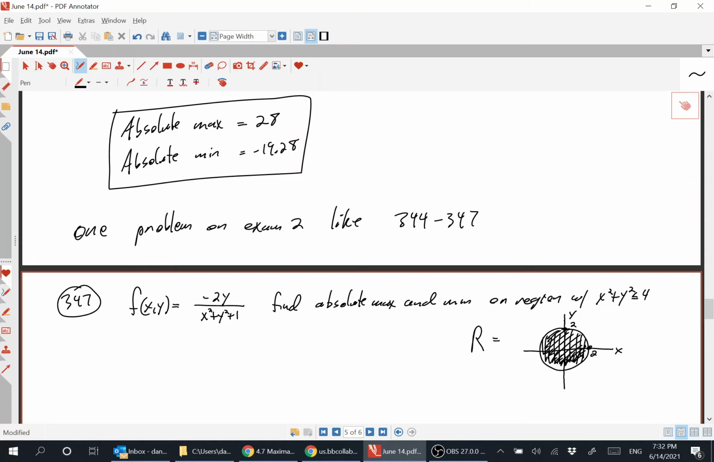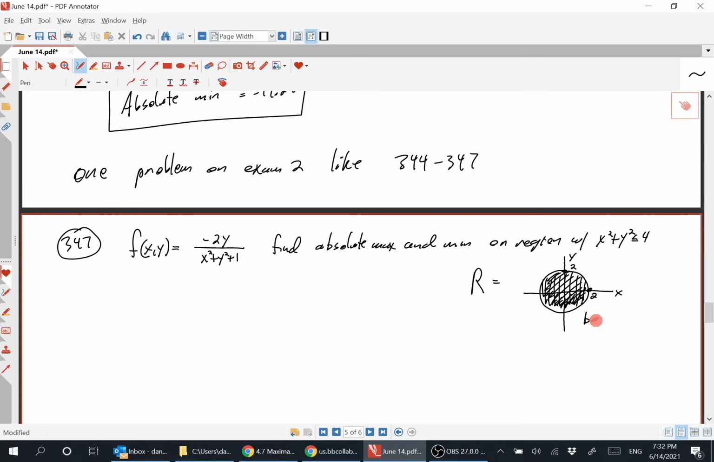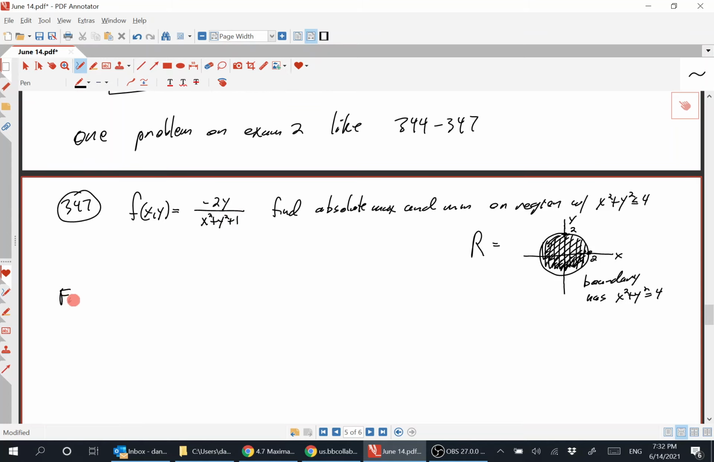All right, so on the boundary, x squared plus y squared equals 4. So we'll do that later. So first we'll find the critical points in the interior of R.